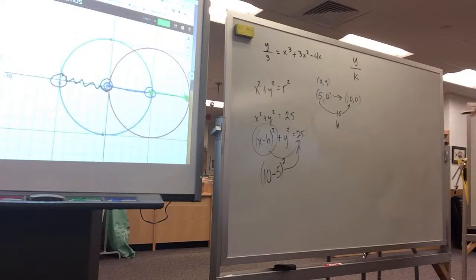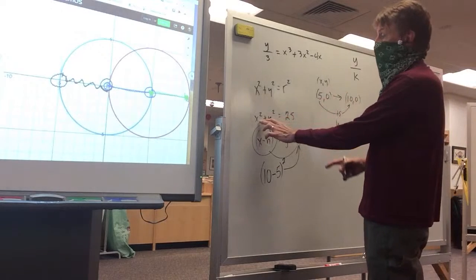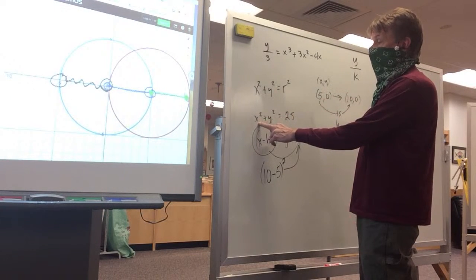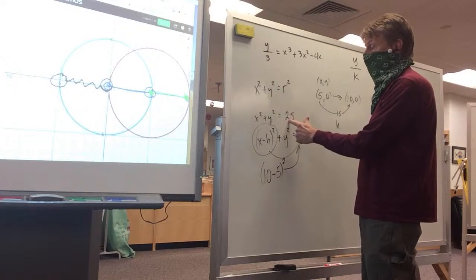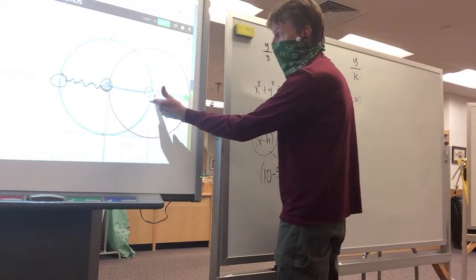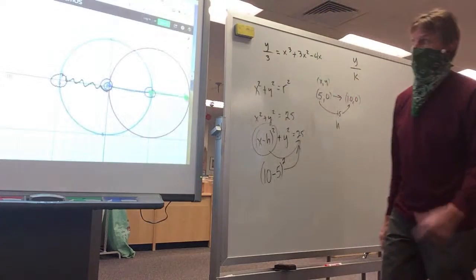Do you follow what I'm trying to explain with these lines and scribbling? You see, when we were evaluating initially, we had 5 squared plus 0 squared, which was 5, 0, was equal to 25. And that would be this original point out here on the blue 5, 0.